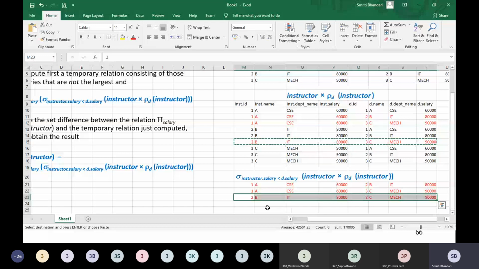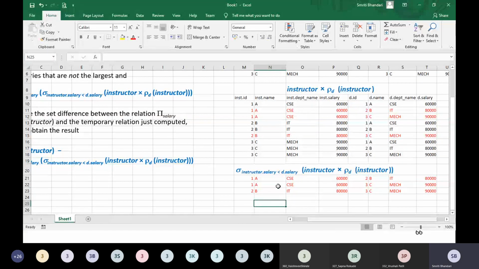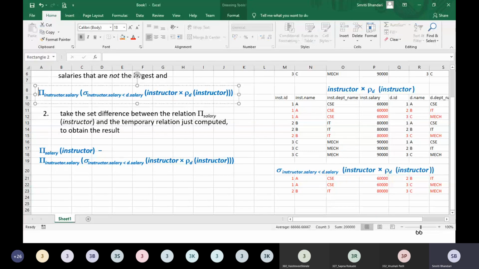Do you agree with me? Yes? Do you agree with me? We are having now 3 tuples in this output, right? Yes, ma'am. Fine. Now, what next we are trying to do is, we are not interested in all the attributes, but sorry, we are interested in only the salary of the instructor. Right? So, we need to extract only this. So, we are making use of this projection.